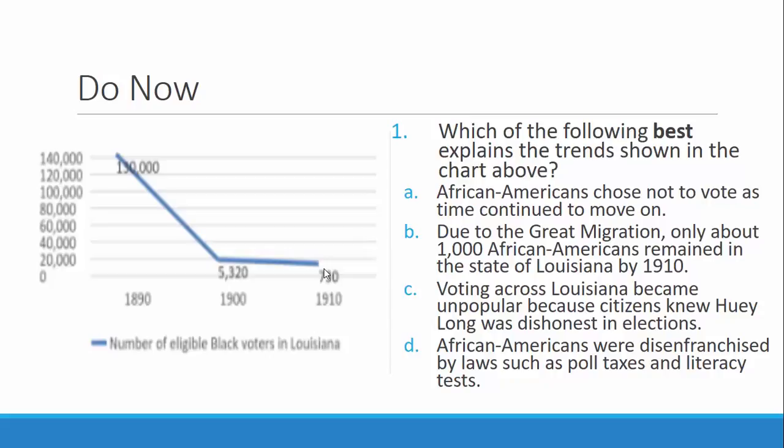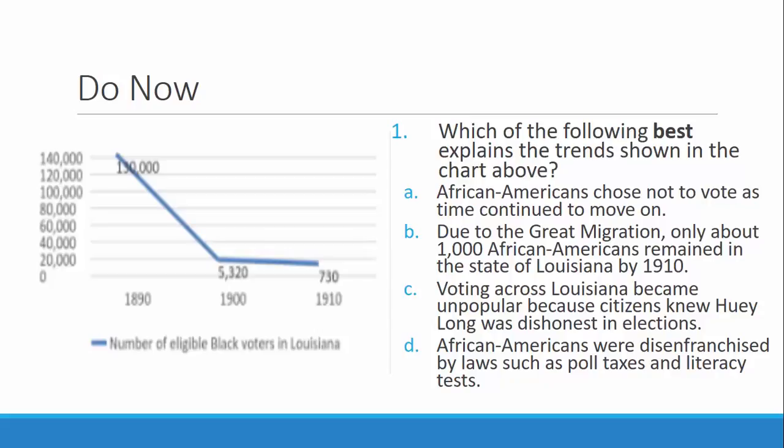And let's review the answer. So what is best explaining why so many Black people are no longer eligible to vote in Louisiana anymore? A says African Americans chose not to vote, and that's just not true. African Americans, when given the right to vote following the Civil War, were very politically active. B says due to the Great Migration, only about 1,000 African Americans remained in Louisiana. That's just not a true statement. So if we're eliminating incorrect options, that statement is not true. There are not only 1,000 Black people living in Louisiana today.